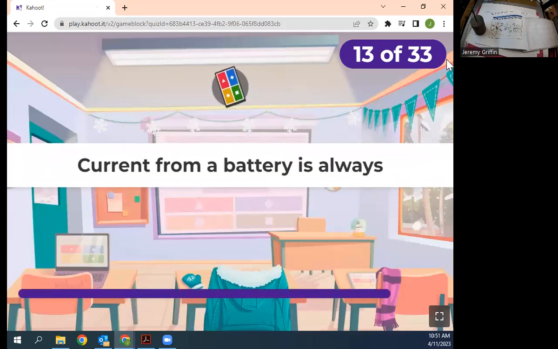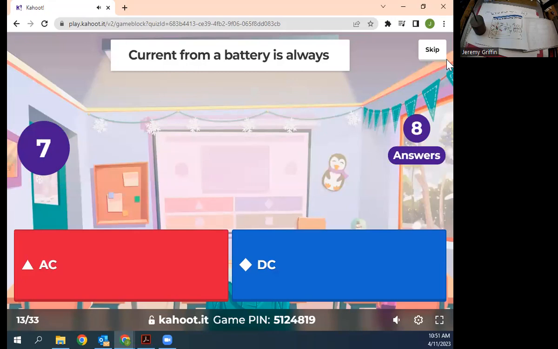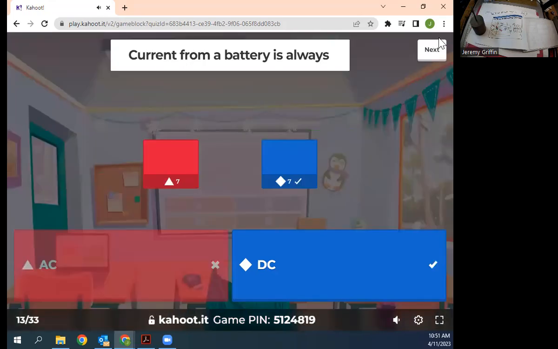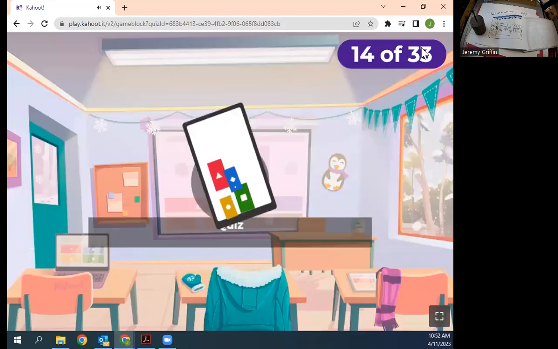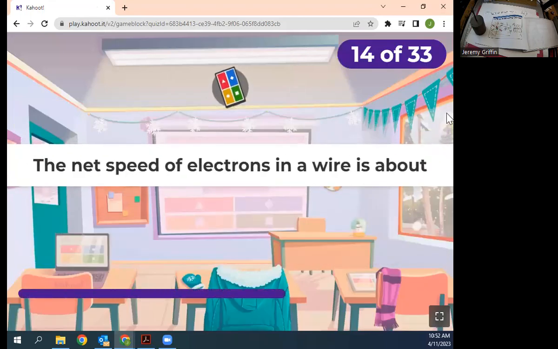Current from a battery is always direct current. There you go, direct current, right? So the electrons actually do flow and have net movement. If you have anything hooked to a battery, if you have a flashlight, a clock, your phone, laptops, that's all batteries. That's all direct current. The electrons actually have a net motion. Now, if you plug something into a wall socket, that's where it's alternating back and forth. So batteries, direct current. It's like a constant voltage.